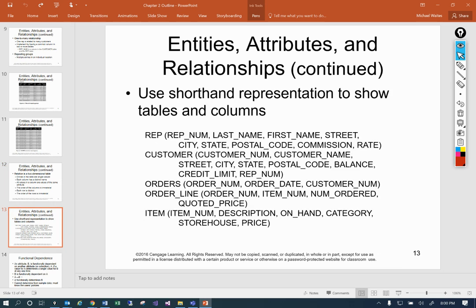All right, so when we talk about putting together and designing entities, attributes, and relationships, the way we do it is by using a shorthand representation. It's pretty simple to get. You're going to have your table name and then each attribute of the table. Pretty simple.